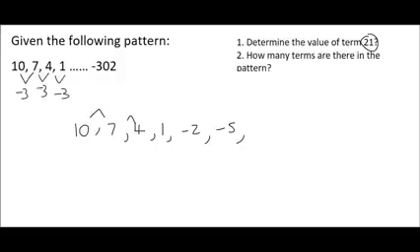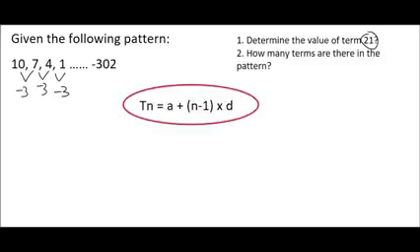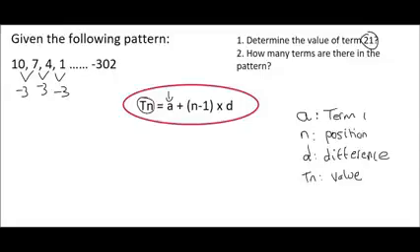So, in the previous video, we looked at the arithmetic formula, which is this one. And from the previous video, and this is so important, you must remember that A is the first term, N is the specific position that we're looking at, D is the difference, and Tn is the value. So let's summarize that quickly. A is term 1, N is the position, D is the difference, and Tn is the actual value.